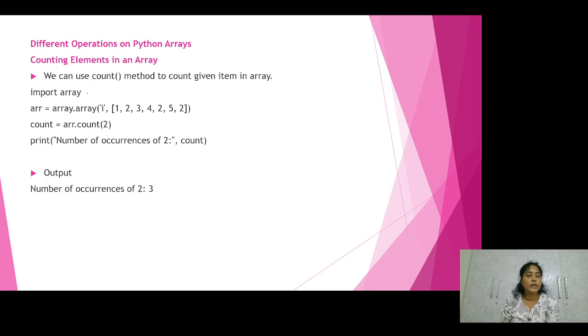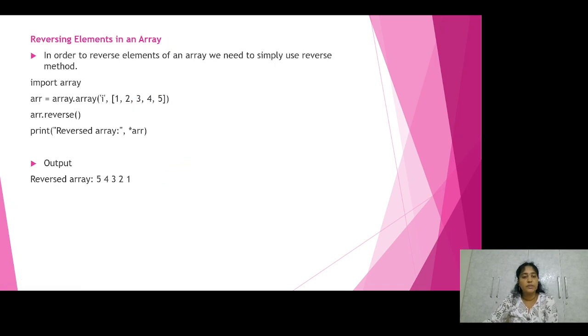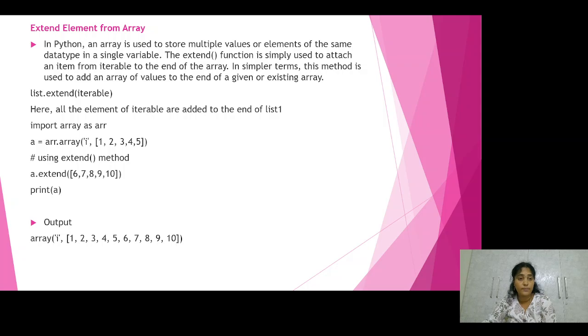First you have to import the array in order to use the functions included in it. Now you have created an array with elements 1 2 3 4 2 5 2. Count 2: how many times is 2 encountered? 1, 2, 3 times. So you have a count function to count a given item in the array. For reversing elements, you have a built-in method, reverse. It reverses the array. But in other programming languages, you have to write at least 4 lines of code.